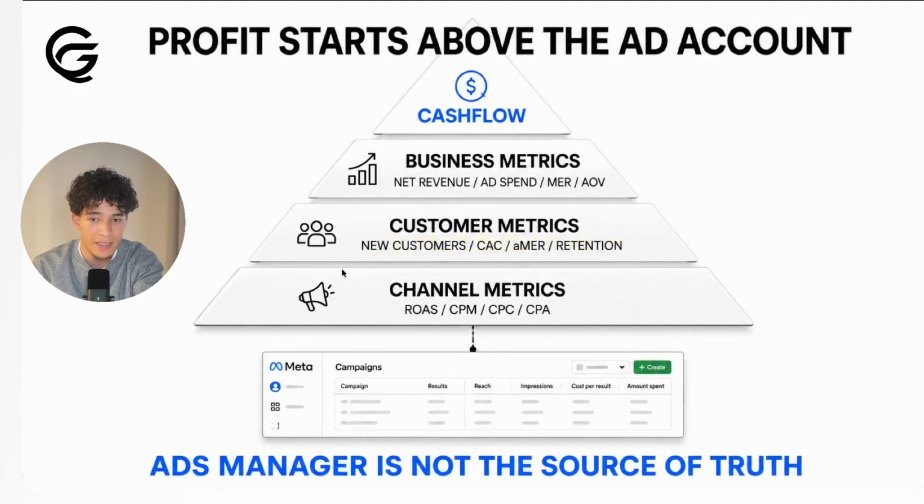And after that, the least important metrics are channel metrics. These are things like ROAS, CPM, and so on and so forth. So everything that you see in your ads manager. And so the lower the metric is on the hierarchy, the faster it moves. The higher the metric in the hierarchy is, the closer it gets to the real health of the business. So the health stage of your business can be seen at the top of the hierarchies.